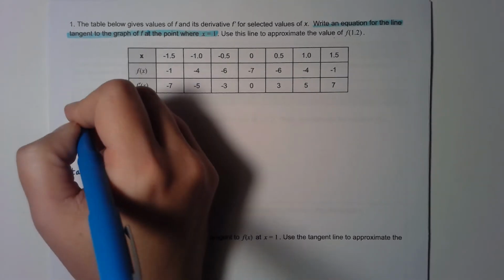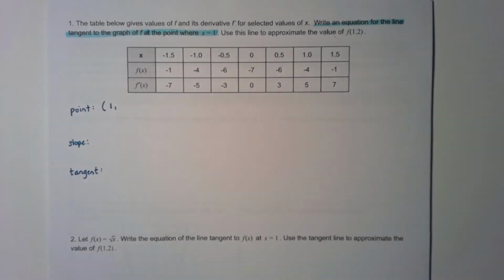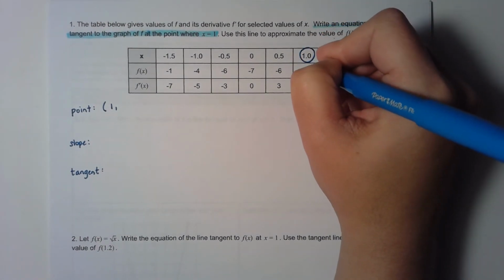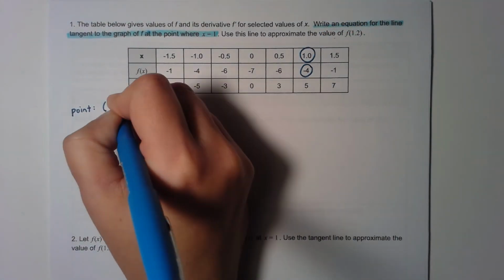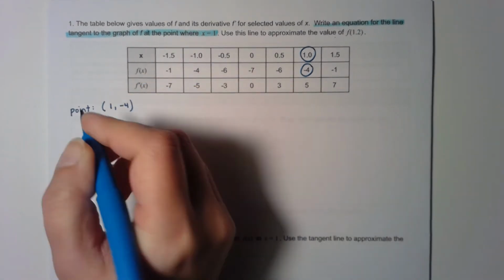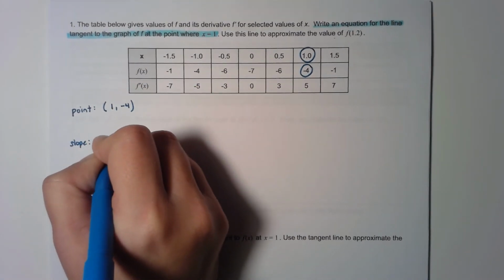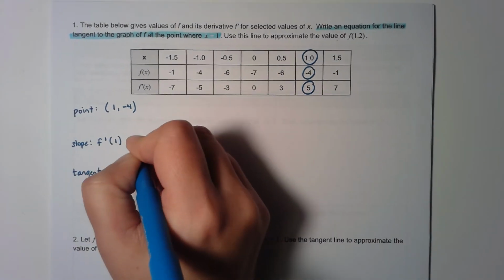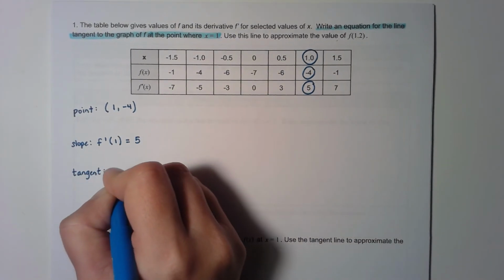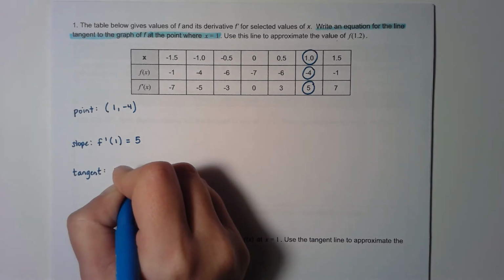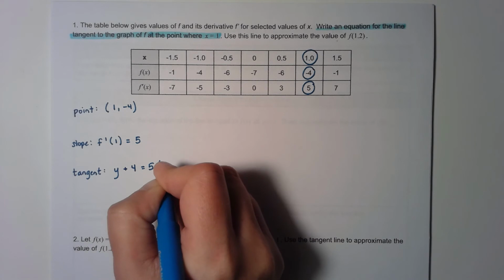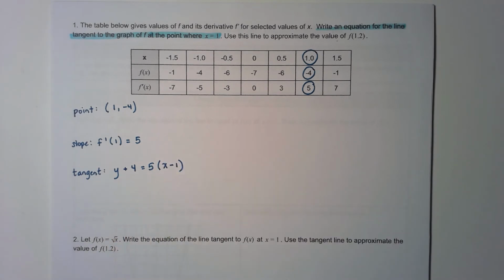Now my point here is going to be the place where x is 1. On this chart, when x is 1, the f of x, or output value, is -4. My slope would be f prime of 1. And again, I can go to the chart and figure out that that value would be 5, which means my tangent line would be y plus 4 equals 5 parentheses x minus 1.